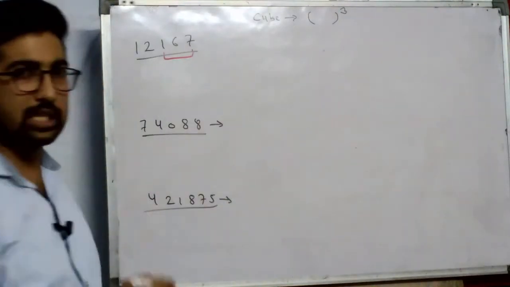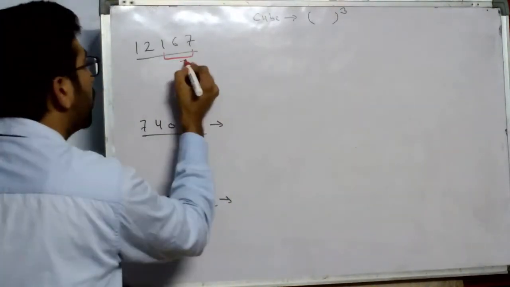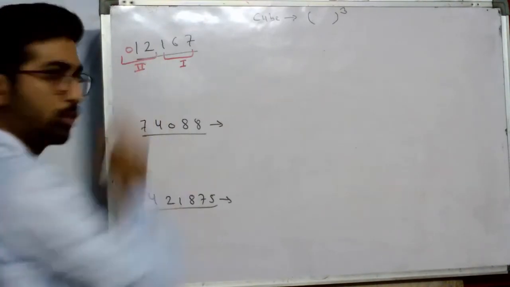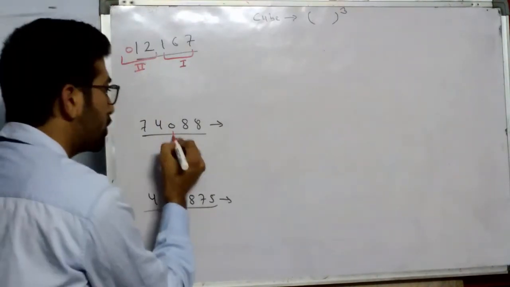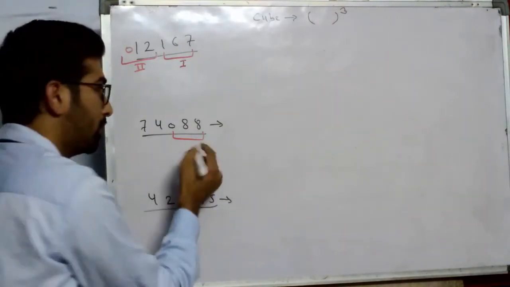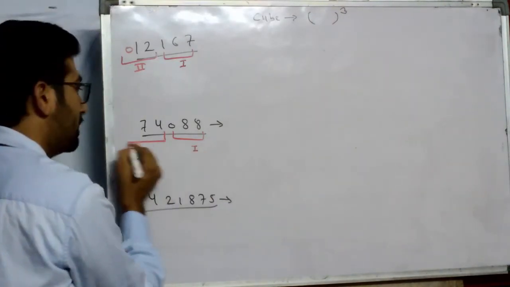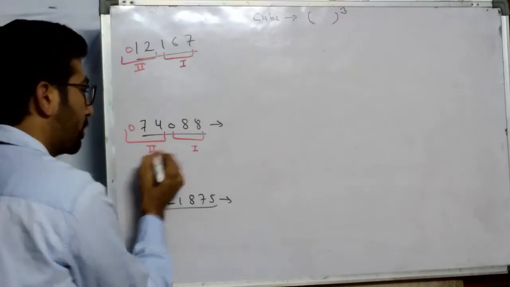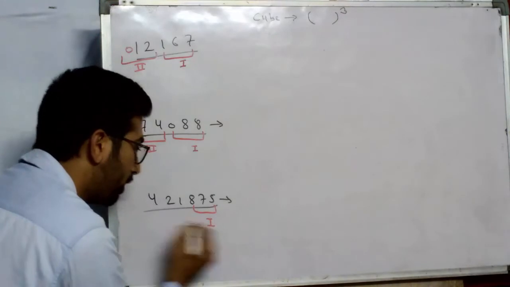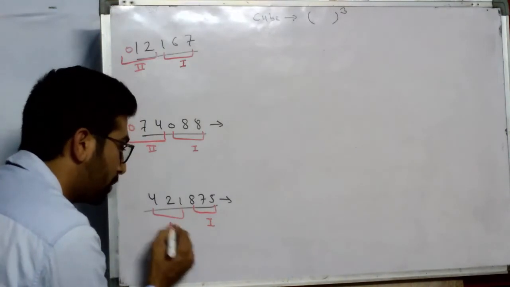Like we are having 167 as a single group, group number 1, and then 12 as the second group. In the second given number, suppose we are having 088. You will always take 3 digits as a group. First, and in this number you are having the second group. And in the third number, we will write 875 as group 1 and 421 as group 2.